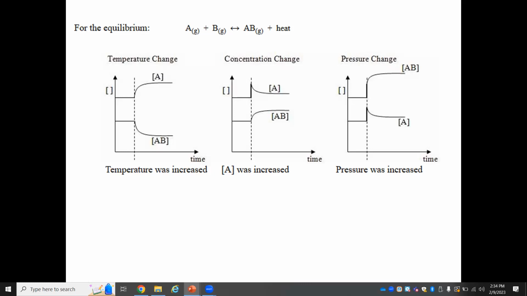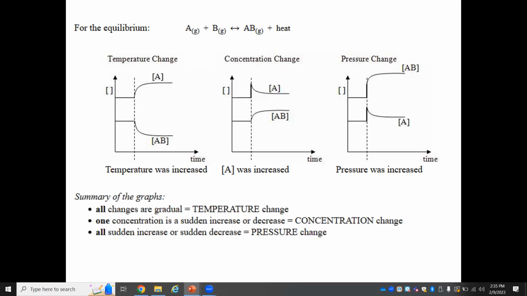This is one thing where you may have to be able to explain what is happening at a certain point in time throughout the graph. So you're looking to see if both substances have a gradual change, if one has a sudden change, or everything has a sudden change. The general rules for these: if all changes in the graph are gradual, there's no big jump for anything, it is a temperature change. If one concentration has a sudden increase or decrease, one substance has that sudden jump, it's a change in concentration. If everything has a sudden jump, either increasing or decreasing, that is a pressure change.